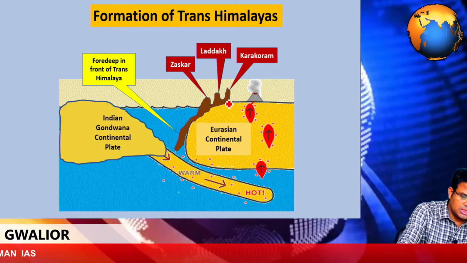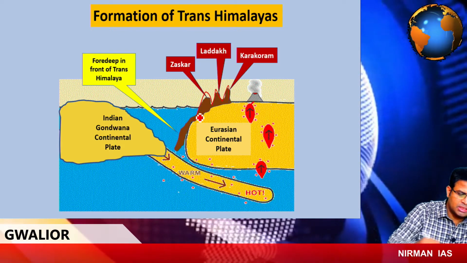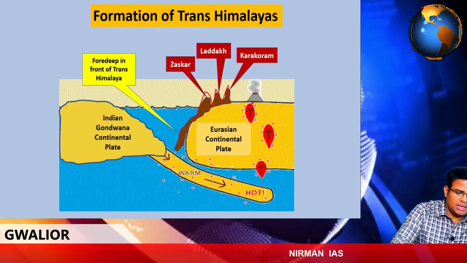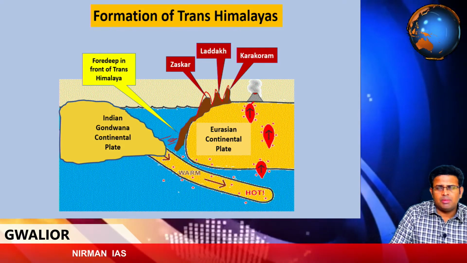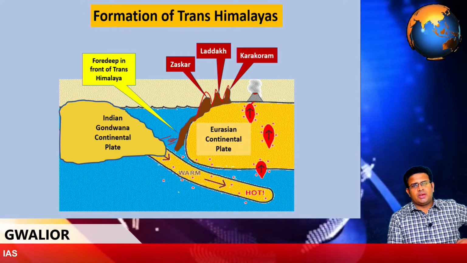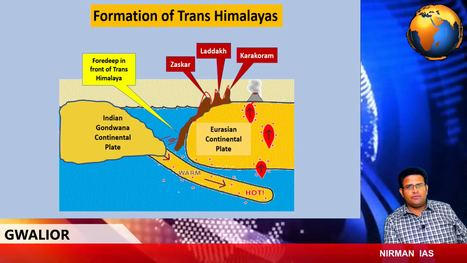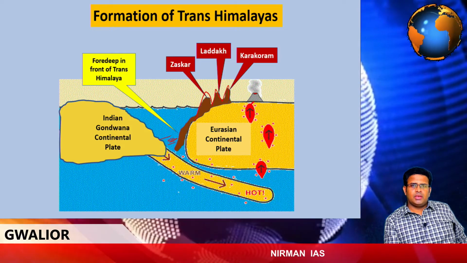These are the Karakoram, Ladakh and Zaskar ranges. So this way we can see the formation of the Trans Himalaya. Similarly, we will have to see further the formation of the Himalayas.